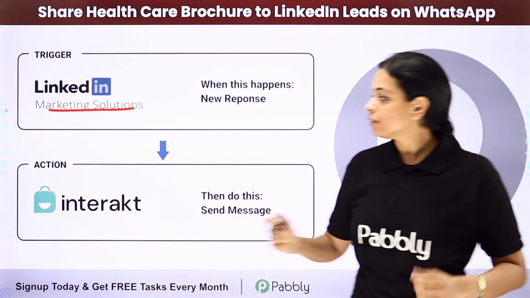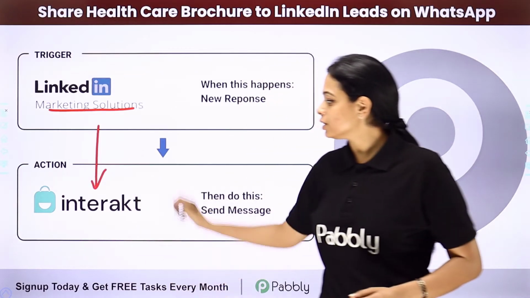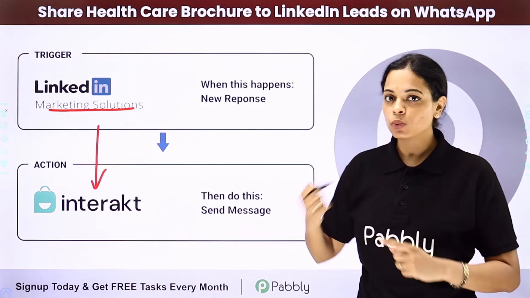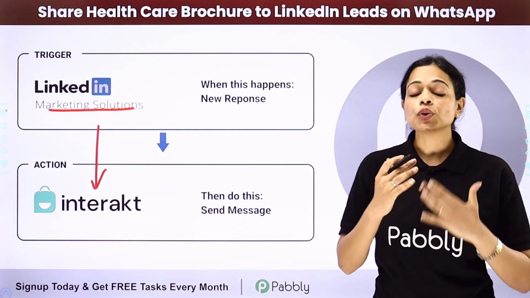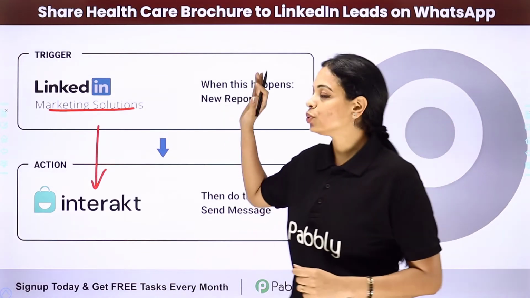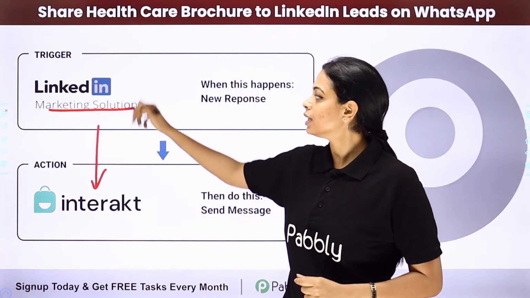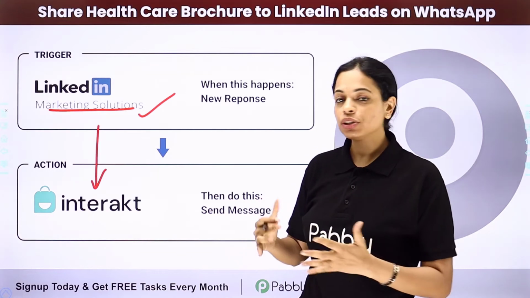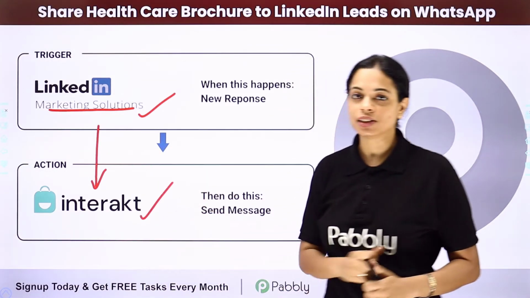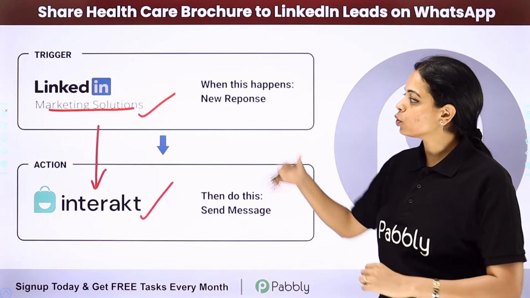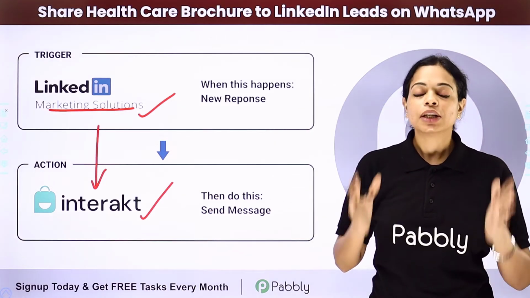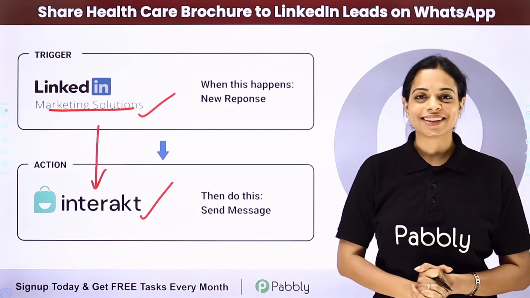Now, how can you do that? For this, you will have to integrate the two applications. Here, we are using Interact to send WhatsApp messages. To integrate these two applications, we are using Pabbly Connect software, where our trigger application will be LinkedIn lead generation forms and our action application will be Interact. Now, how can you automate and integrate this entire process? To understand that, let me take you to my screen.